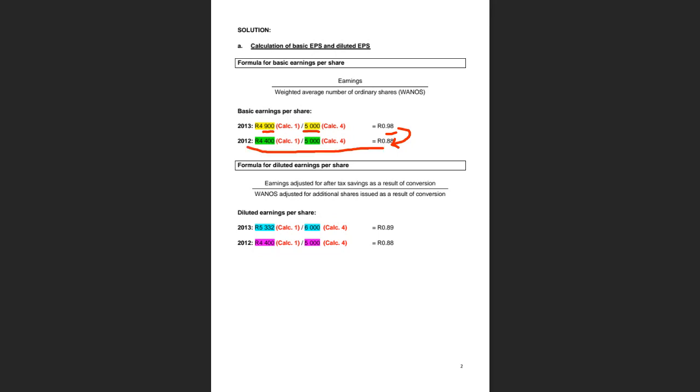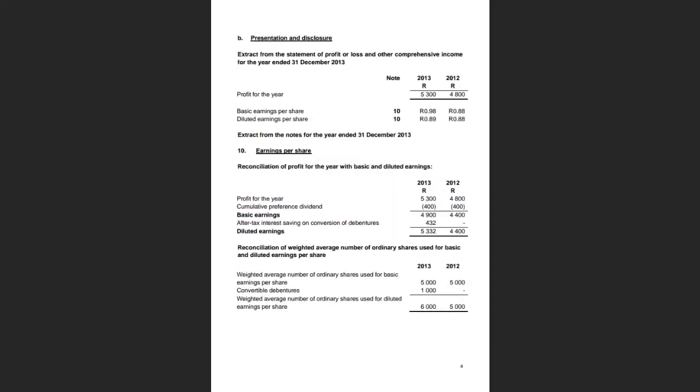But the dilutive effect is when we look at these numbers like that. So if we look at those numbers across, it was 0.98 and now it's become 0.89. That's a dilutive effect. In the prior year, there doesn't seem to have been a dilutive effect. It was anti-dilutive. Okay, so it was 0.88 and it stayed at 0.88. So it was not dilutive in the prior year. Okay, so that is what it looks like.